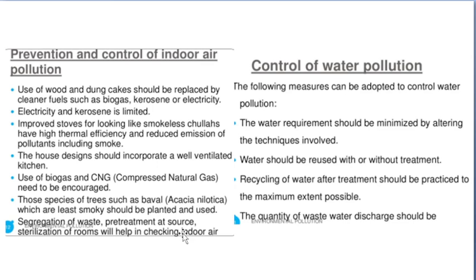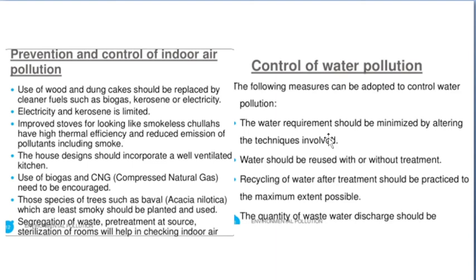Okay, then segregation of waste, pre-treatment at source, and sterilization of rooms will help in checking indoor air pollution. Okay, so air pollution occurs indoor as well as outdoor. So inside the room also air pollution occurs. So what are the indoor air pollutants? You have volatile organic compounds, different hydrocarbons, then persistent organic pollutants.